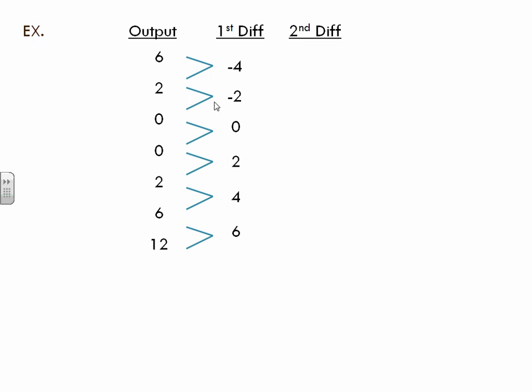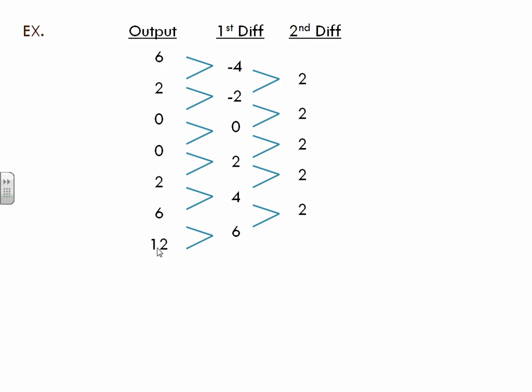So you notice that the first differences all came out to be something different. So we're going to go ahead and do this again to generate the second differences. So be careful with your minus signs. -2 minus a -4 gives you a +2. 0 minus a -2 gives you a +2. 2 minus 0 is 2, 4 minus 2 is 2, and 6 minus 4 is 2. And so because the second differences are all the same, we know that this original sequence here represents a quadratic function.